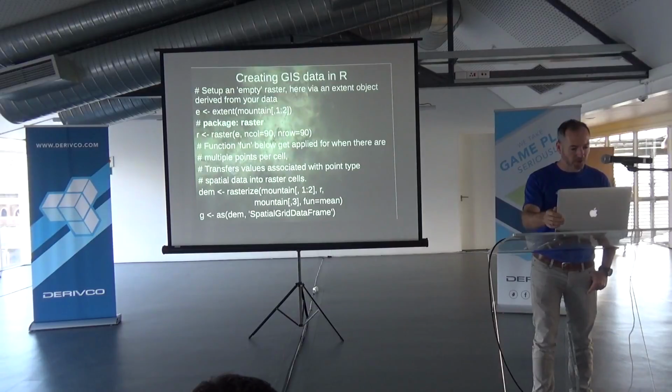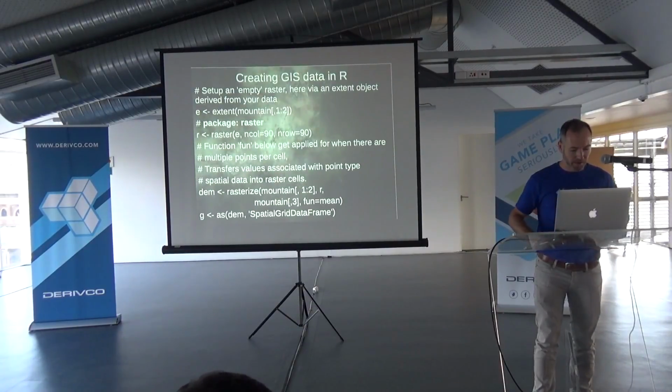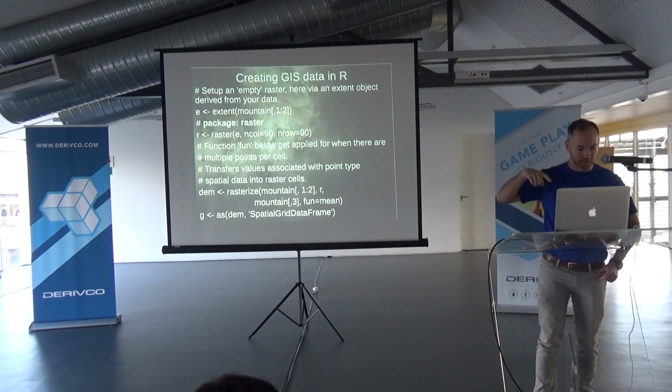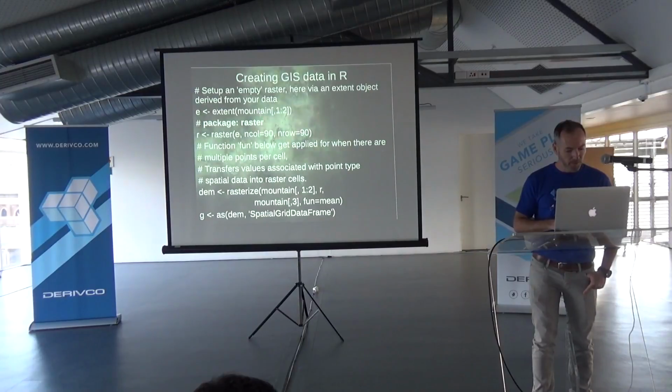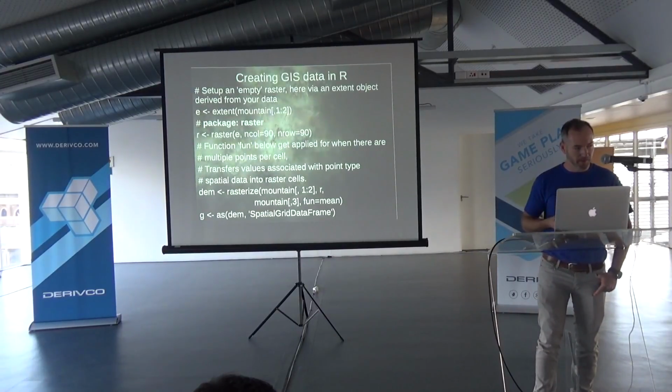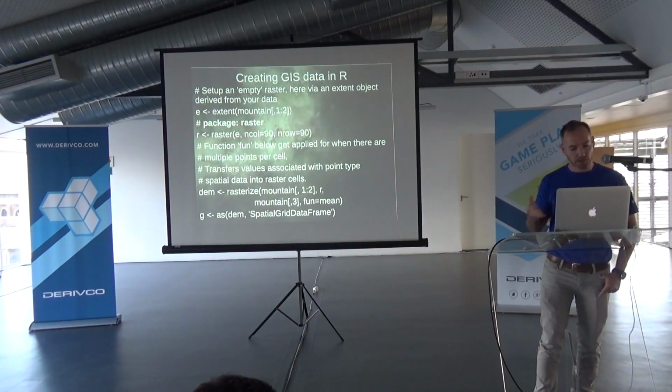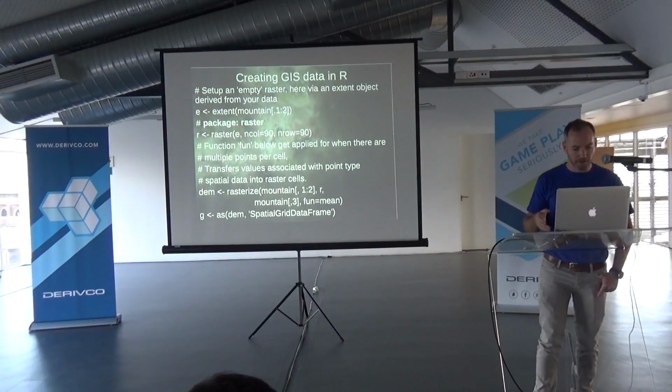Then I used the raster package to create an empty raster of this bounding box, which includes Table Mountain and this area. And then I called the rasterize function, also in the raster package, to populate it with the data I collected in the mountain.csv file. Then I just converted it to a spatial grid data frame, which is part of the sp package. So it's basically just changing formats, but it stays in R.